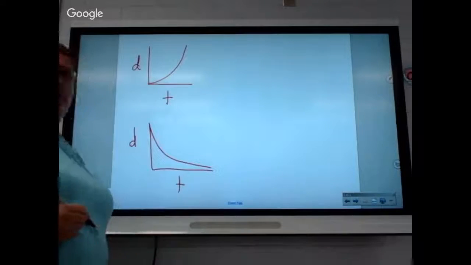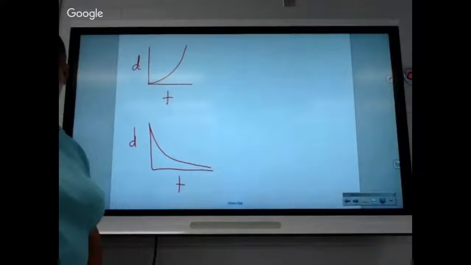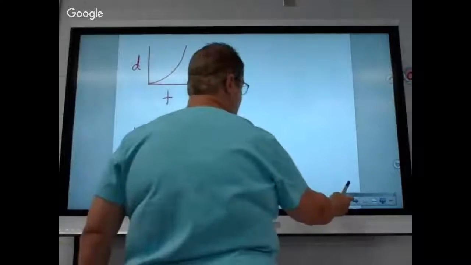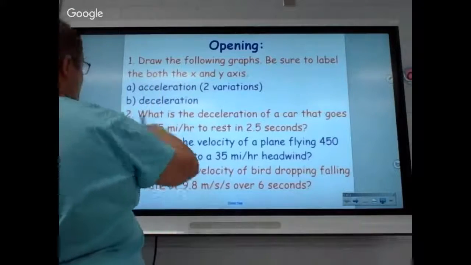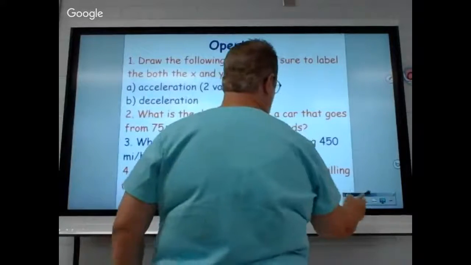So that would be a what? That's deceleration. So that's the second question. So this one is A, and that one's B. So let me label that.